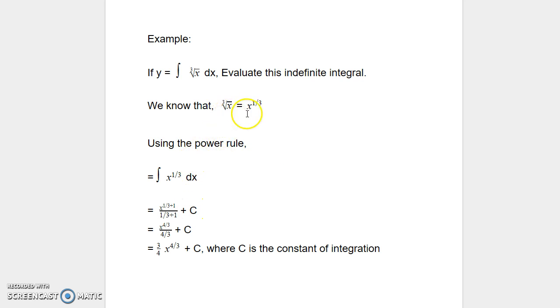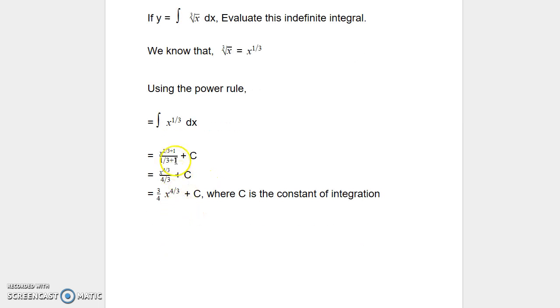So the cube root of x can be written as x to the power of 1 over 3. Okay, so there is that one-to-one relation between the radicals and exponents. So we want to convert it into an exponential format because we can then use the power rule to simplify this process. Using the power rule, we can write the integral of the cube root of x dx as the integral of x to the power of 1 over 3 dx. When we use the power rule, we can simplify it and write it out as shown here.